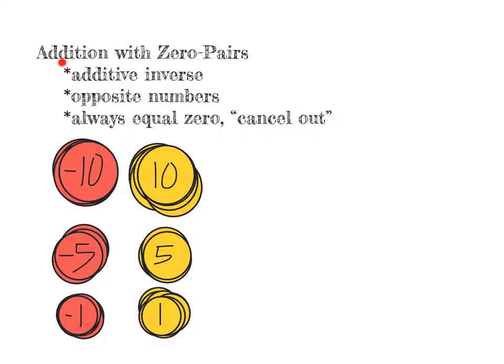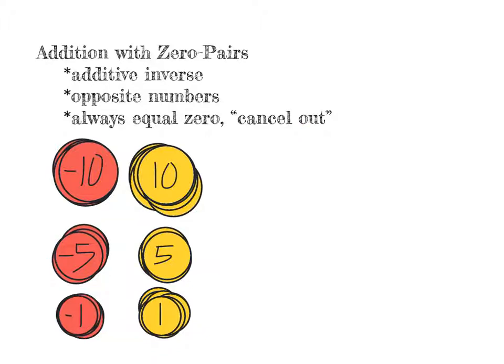Today we're going to be talking about addition with zero pairs. And when we talk about adding zero pairs, the math term for that is an additive inverse. Most of the time, though, we're going to call them opposite numbers. What's important to remember about zero pairs, or the additive inverse, or opposite numbers, is that when you combine them, when you add them, they will always equal zero. In other words, they cancel out.